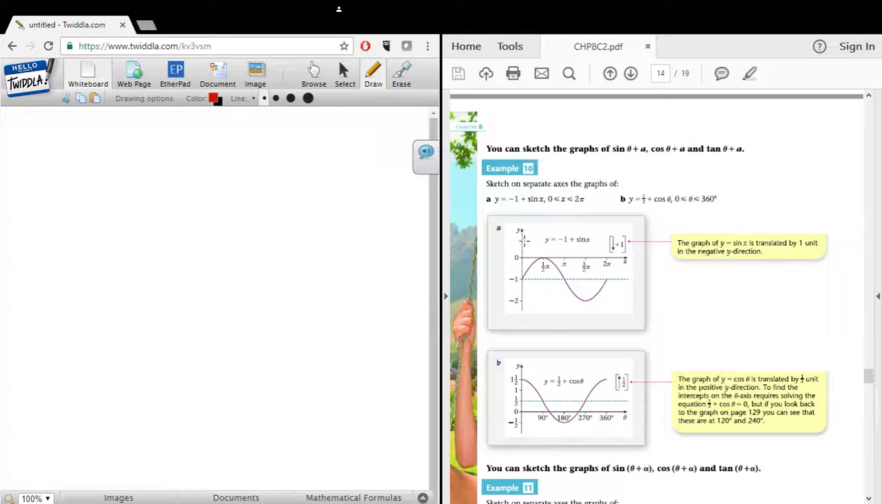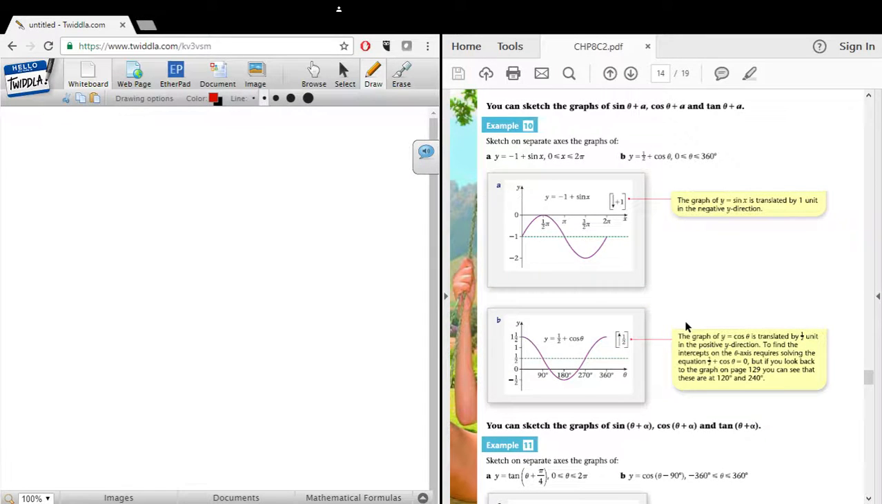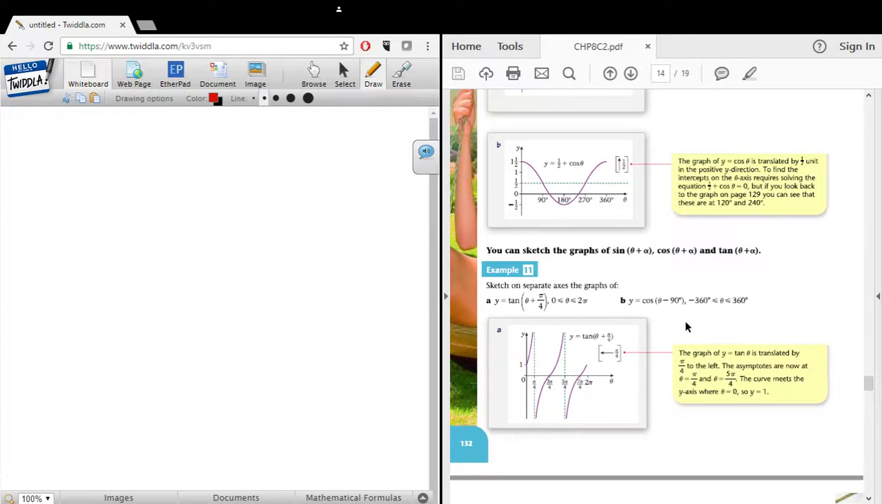So if you recall, y for sine is between 1 and -1, but here you can see it's been shifted to between 0 and -2. And likewise here for the cos, you see that it has a numerical value of a half being added to the trigonometric function. So it's been elevated in the y direction.